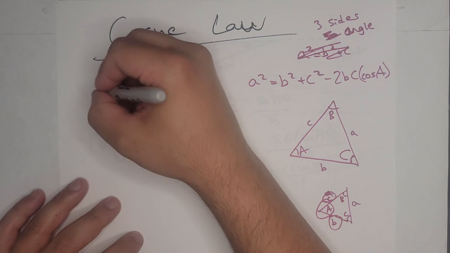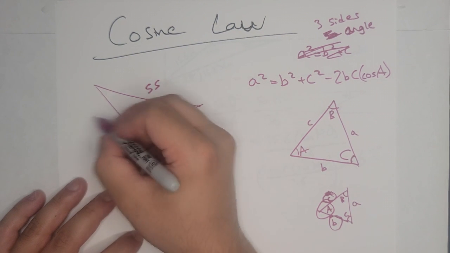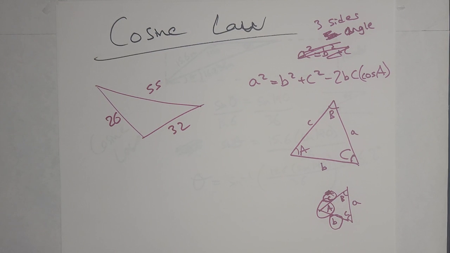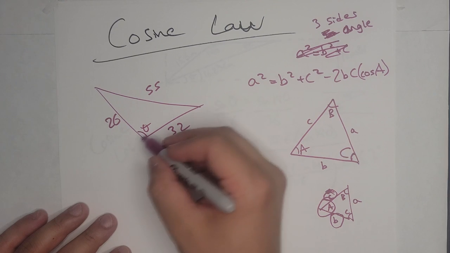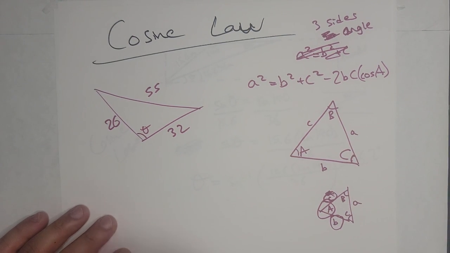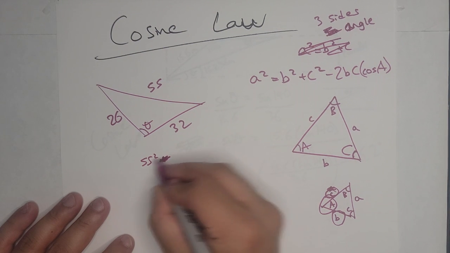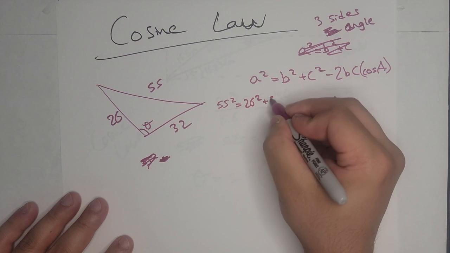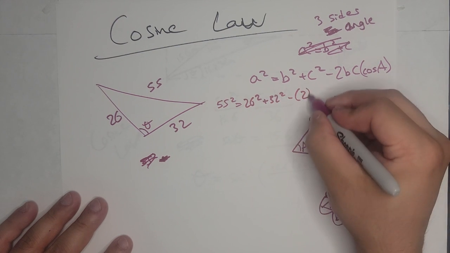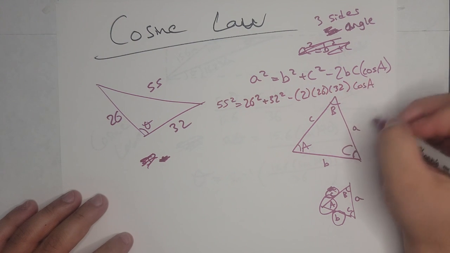Just a quick example. Let's do 55, 32, and 26. And now I want to find, let's say I want to find this angle. Let's call it A, because that's what I'm going to be plugging in here. So let's punch these in. 55 squared is equal to 26 squared plus 32 squared minus 2 times 26 times 32 times cos of A, which I don't know yet.